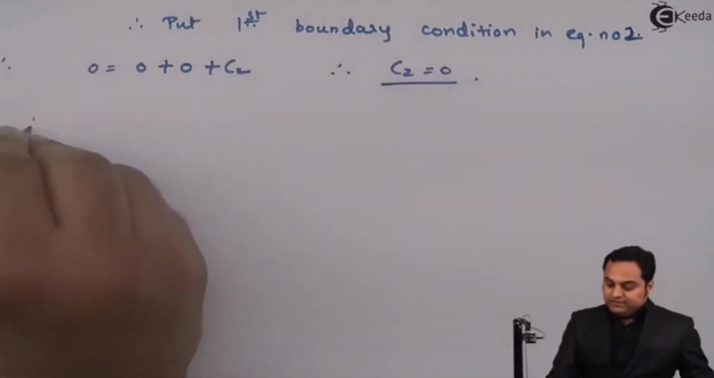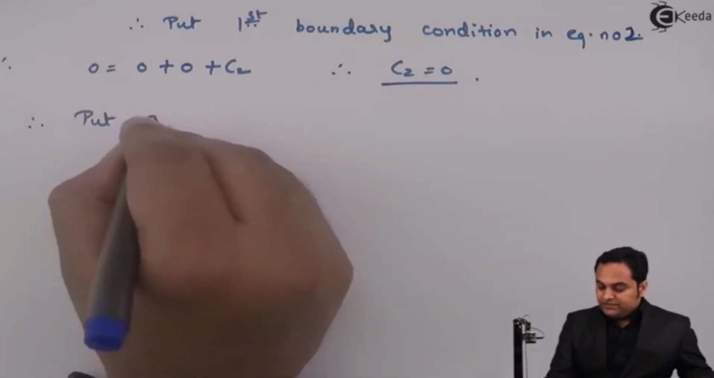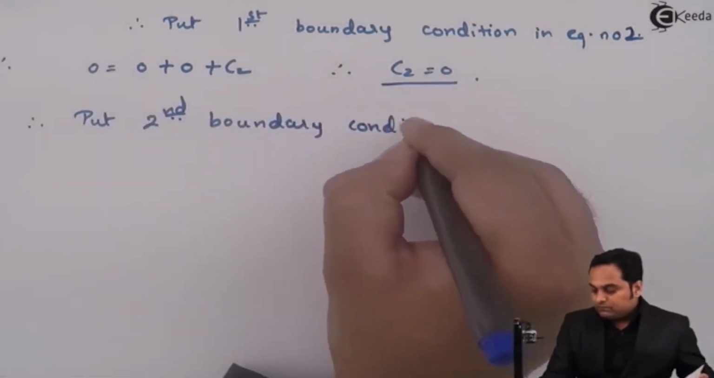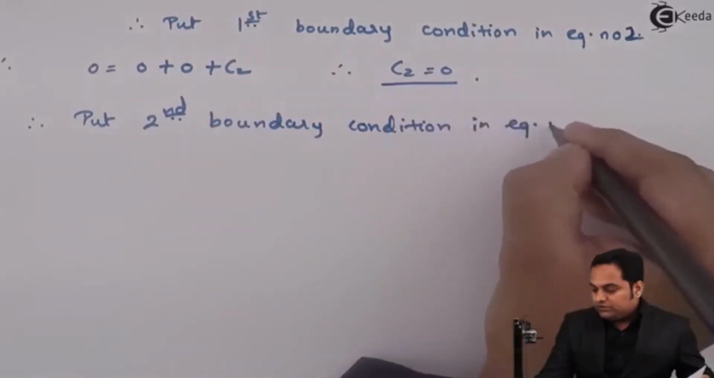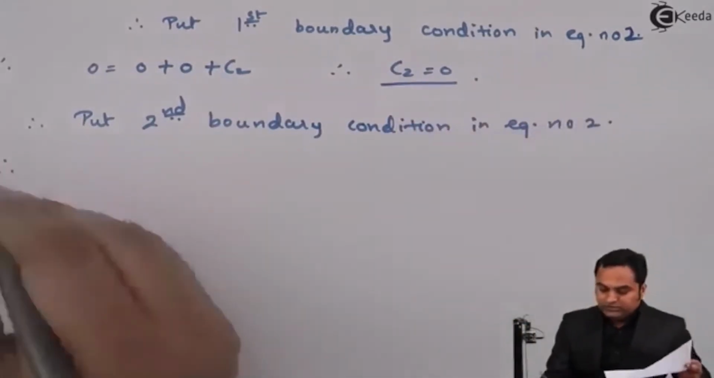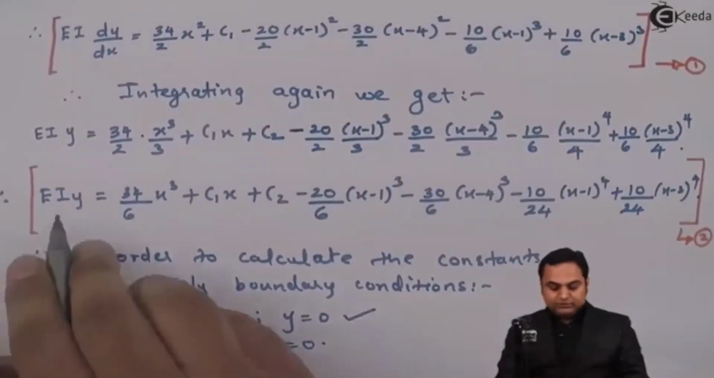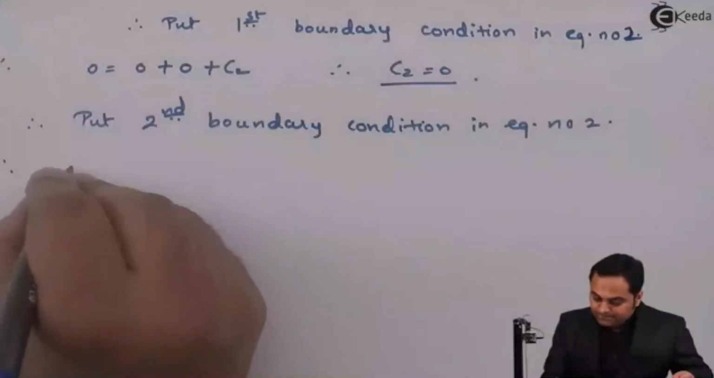Next I'll put the second boundary condition in equation number 2. So at the second boundary condition we have at x is equal to 5 meter, y is 0. So again left hand side is 0.